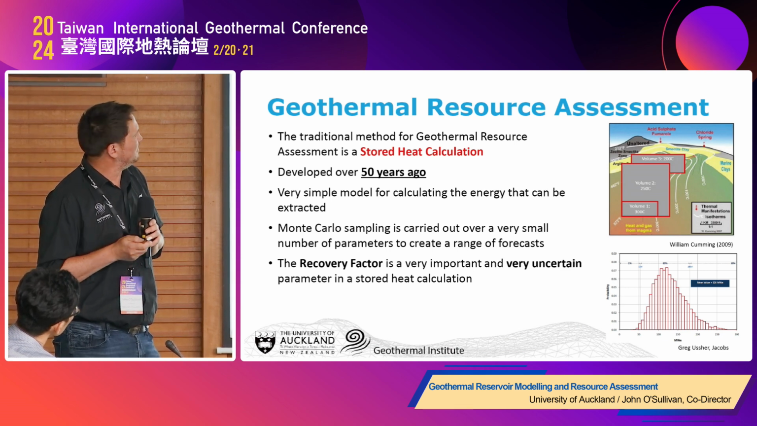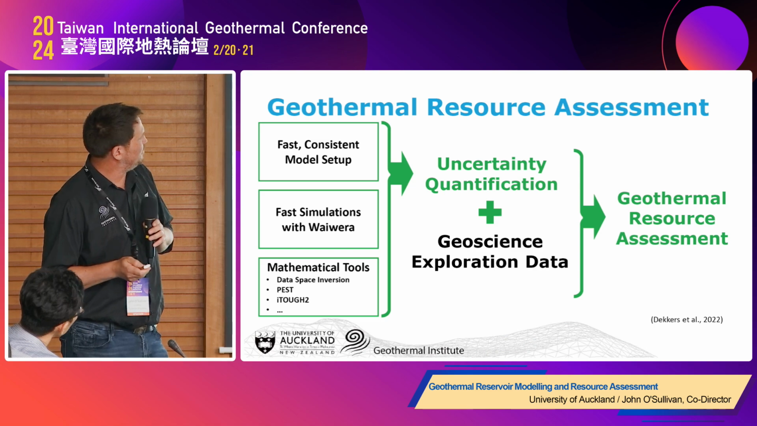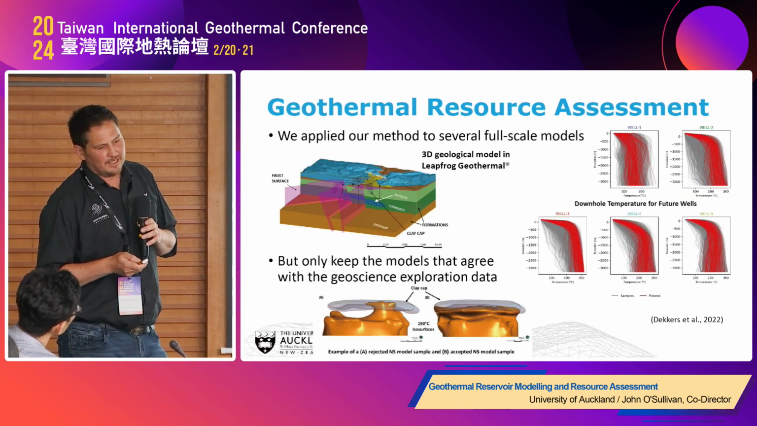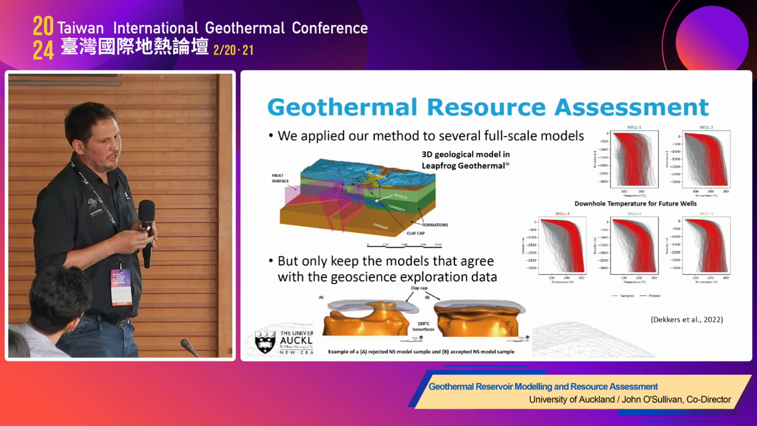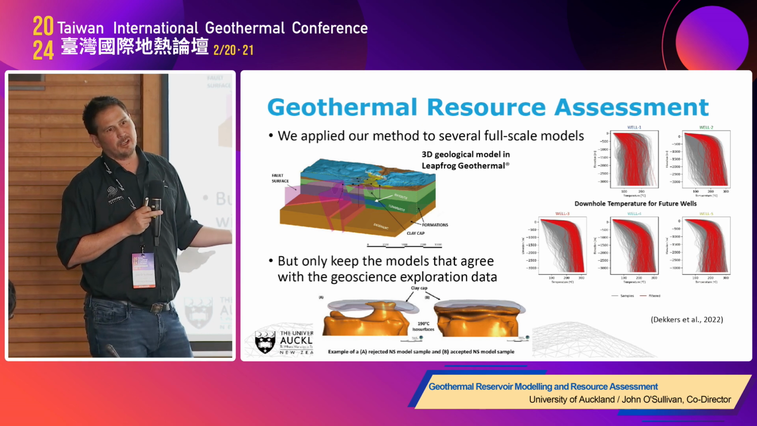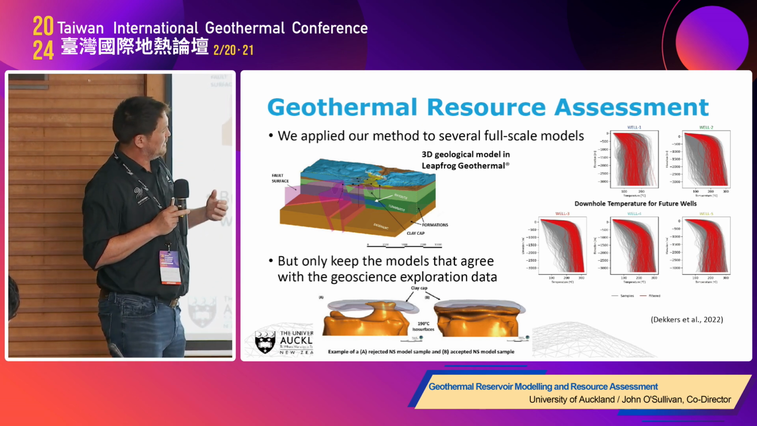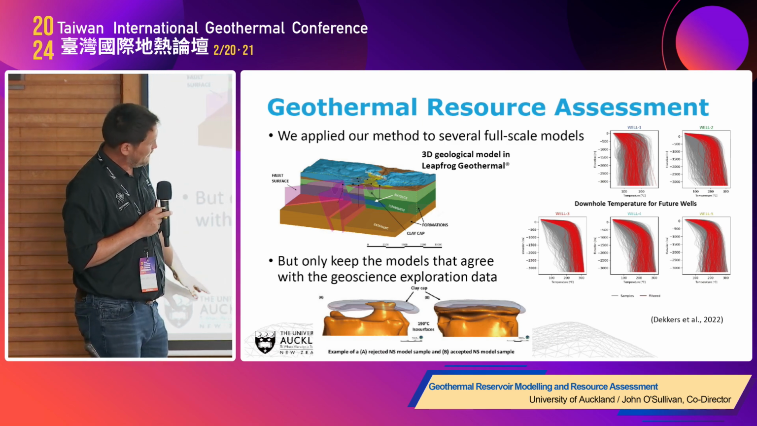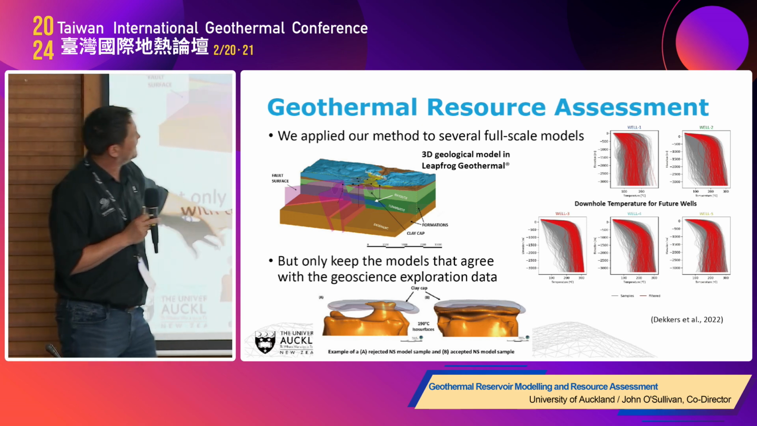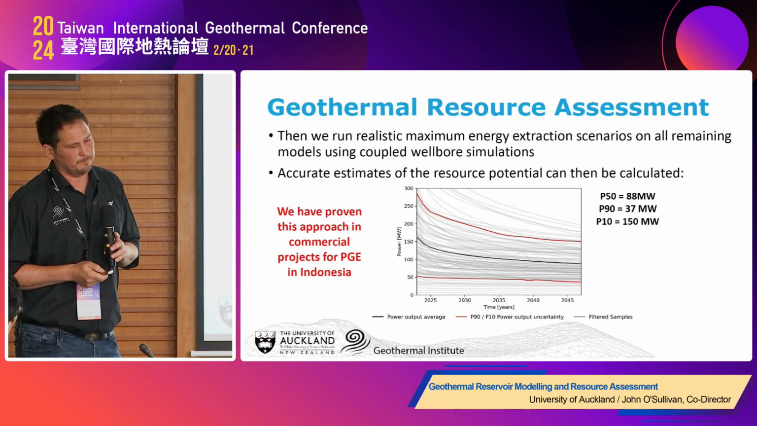And I talked about this yesterday, replacing the stored heat calculation with doing uncertainty quantification for reservoir models using only the exploration data. And this is a really powerful new tool where we essentially generate thousands of models. So a month ago we ran 5,000 models for a new system in an afternoon on Amazon. It cost about $1,000 to do it. But then we can look at all of the ones that generate plumes that fit the clay cap, and we can use those to forecast forward about the resource potential.